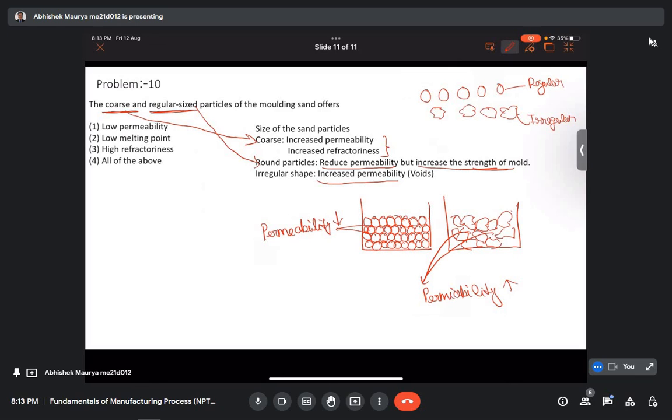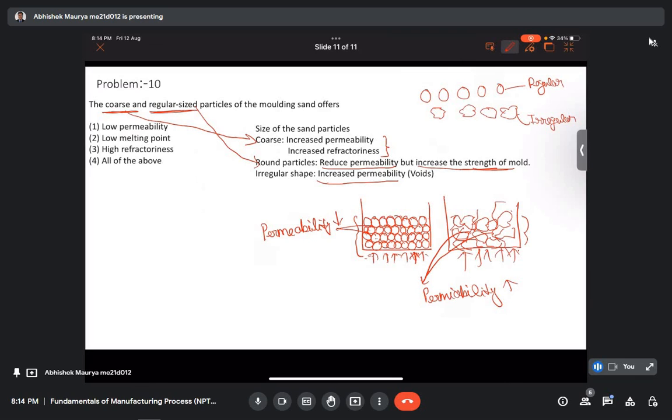Suppose some gases will try to escape, some gas will try to cross this cross section, then it will find it very difficult because it is very highly densely packed. Whereas if gases try to escape from this cross section, they can go easily there and come out. So therefore the permeability of this irregular shape sand is higher.